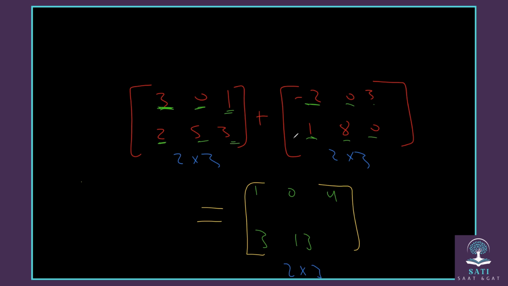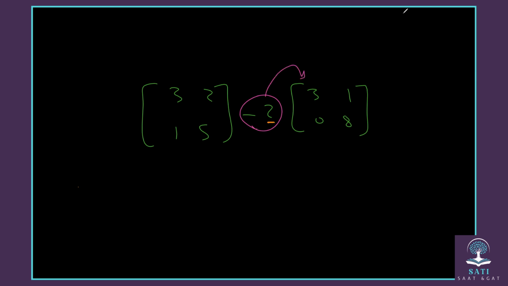And 3 plus 0 is 3. So this is the answer when I add two matrices. So to add two matrices, make sure that they have the same order. Then when you add them, you add each one by its corresponding. Same thing for subtraction. In subtraction, it's the same idea. I need to make sure that both of them have the same order, then I subtract each part.